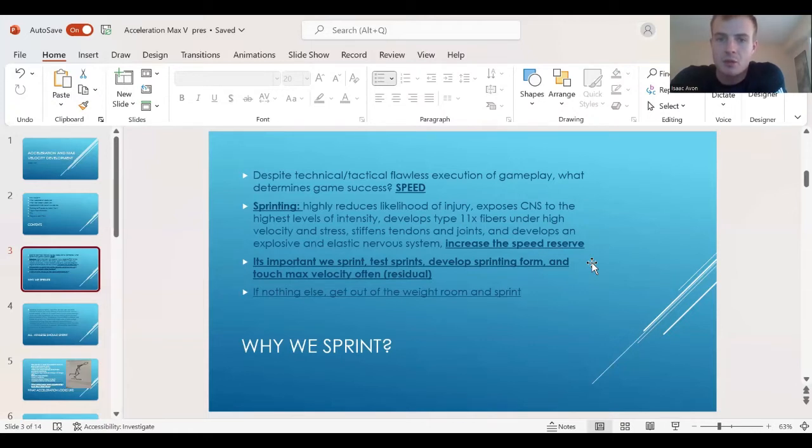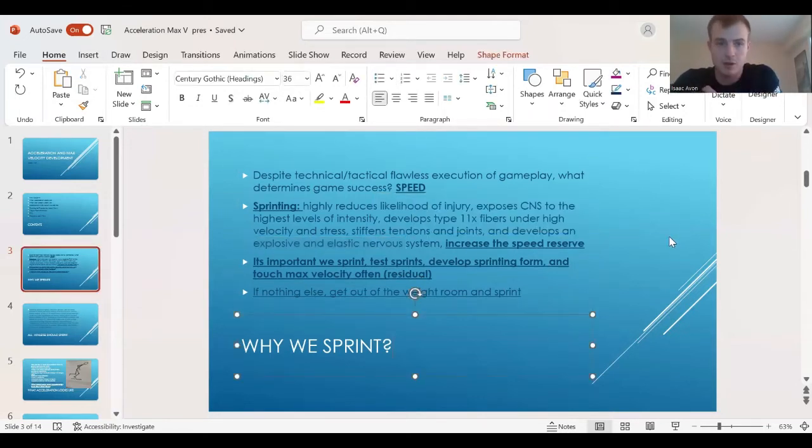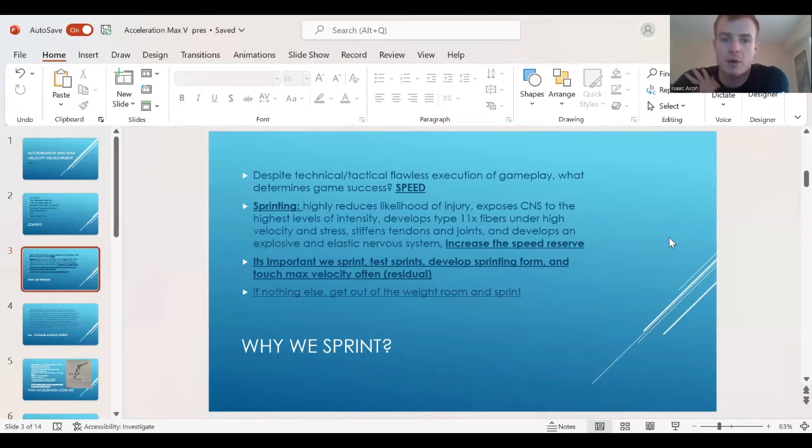So if we are continually doing things like stick drills, like jump and stick, things like that, but not exposing our body to sprinting, things at high velocity, giving our brain that crazy dose of potency, then we're not going to have a nervous system that's explosive and elastic. It's important that we touch sprints, we test sprints, develop sprinting form, and touch max velocity often.